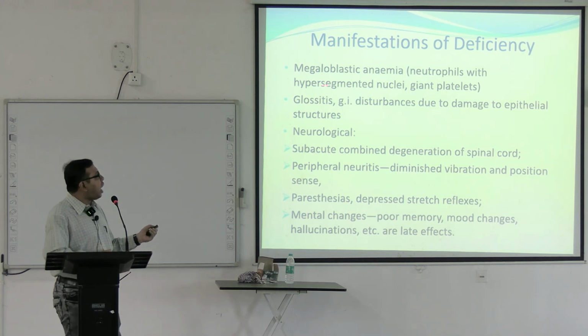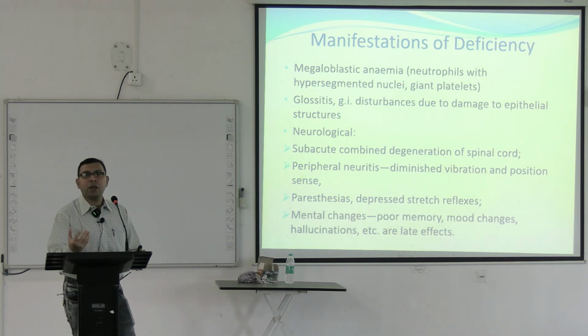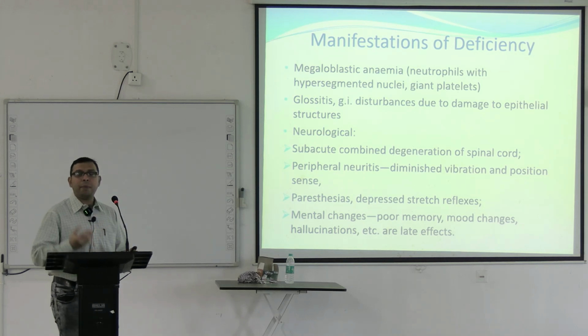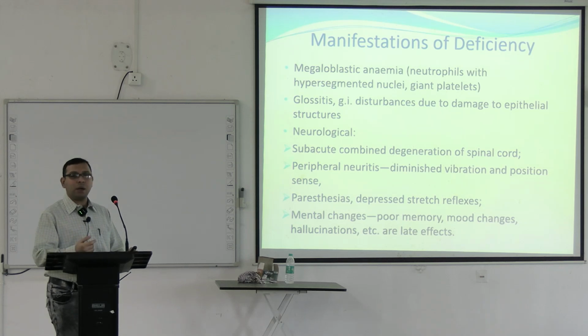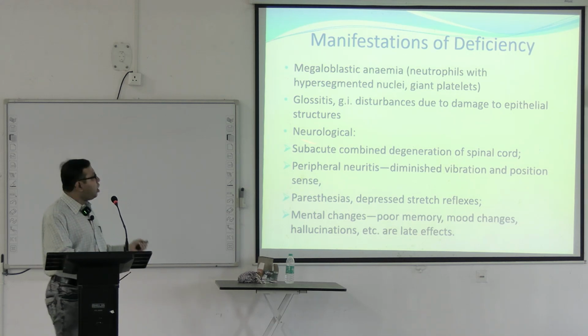So neutrophils with hypersegmented nuclei and giant platelets. You will read more about this microcytosis, megalocytosis in the pathology. What is microcytic normochromic anemia, macrocytic megaloblastic anemia? So neutrophil with hypersegmented nuclei, giant platelet is present.